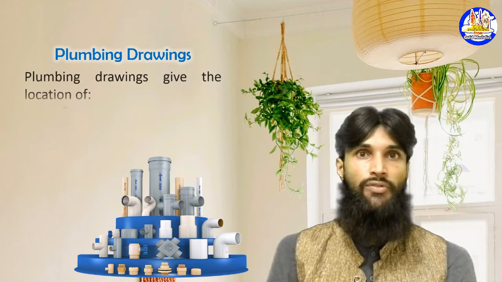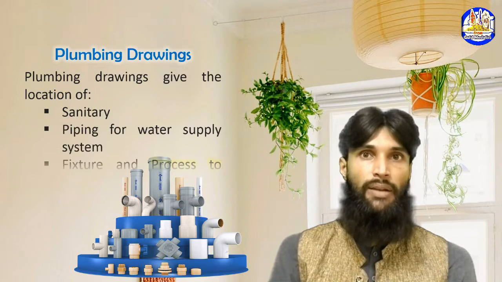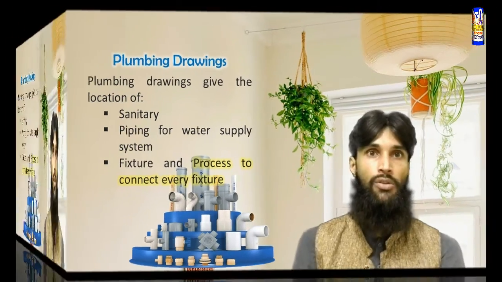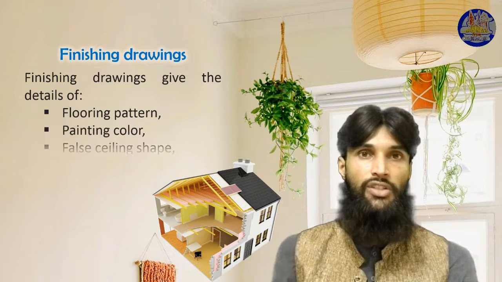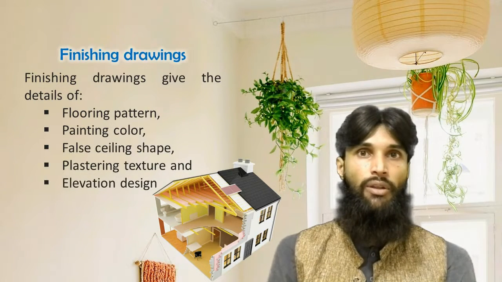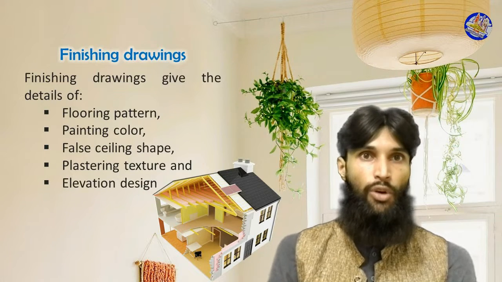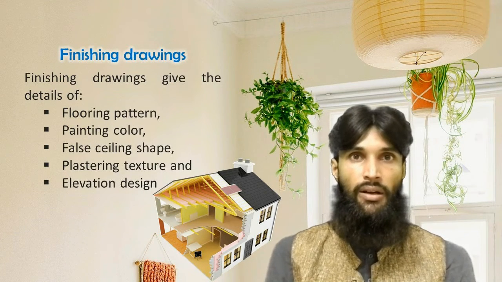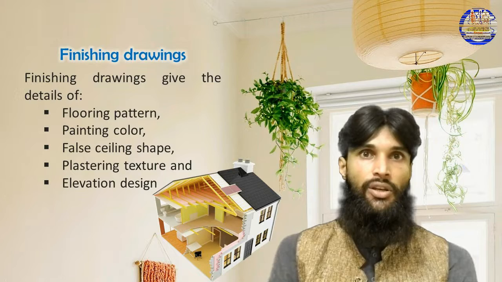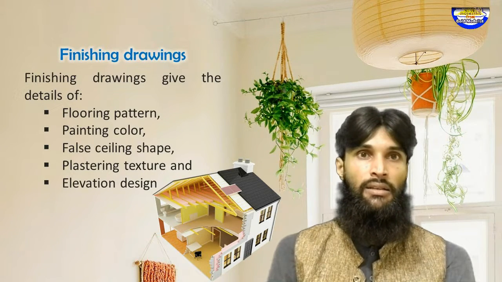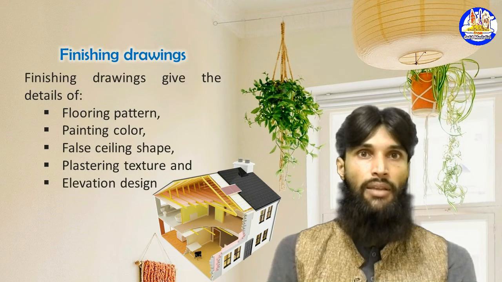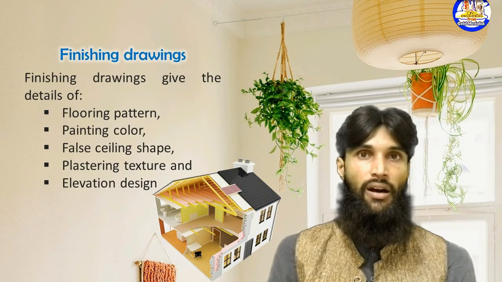Plumbing drawings. Plumbing drawings give the location of sanitary pipe for water supply system, fixtures and the process to connect every fixture. Finishing drawings. Finishing drawings represent the finish type of every component of the building such as flooring pattern, painting color, false ceiling shape, plastering texture and elevation design. These details are sometimes given in the elevation drawing also.